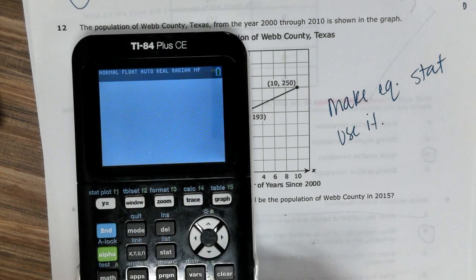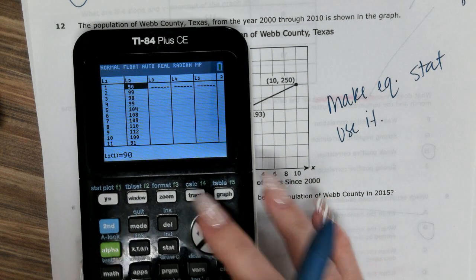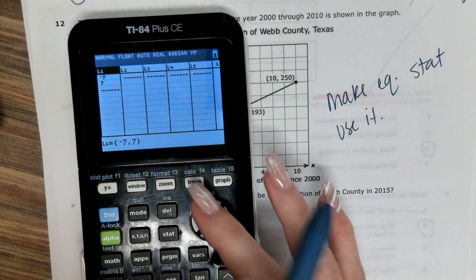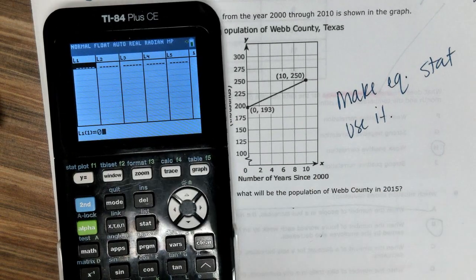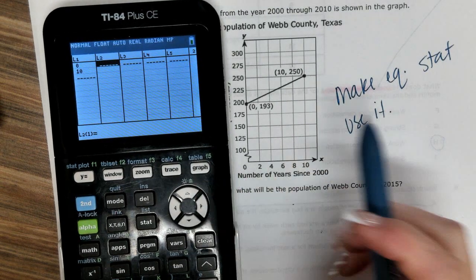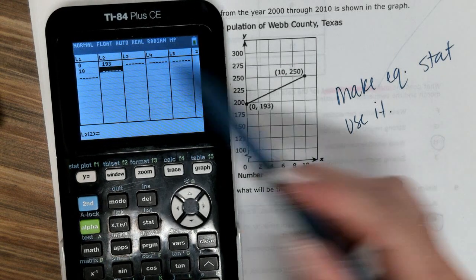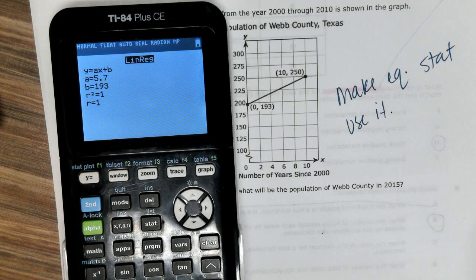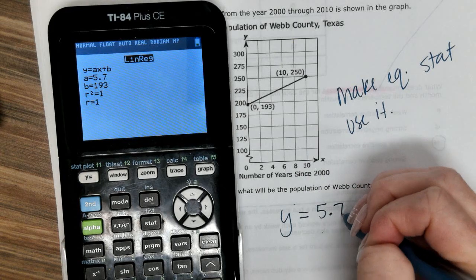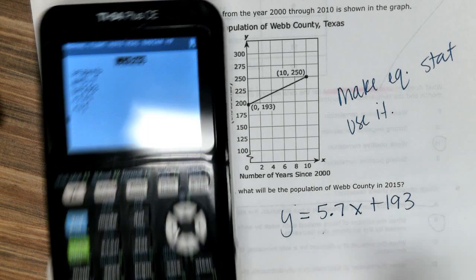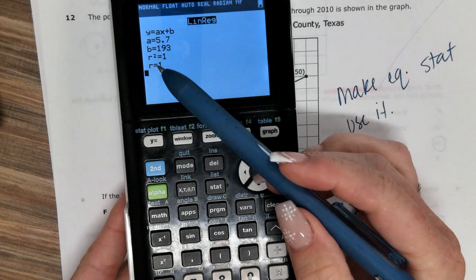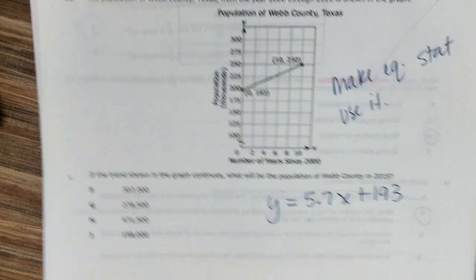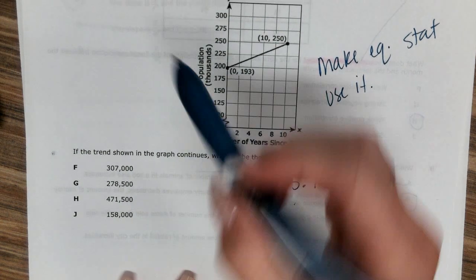So I'm going to go to stat, edit. Wait, that's the list I used. I don't want to have to redo that. Stat, edit. Okay, I'm going to put in 0 and 10 for my x's. My y's are 193 matches with 0 and 250 with 10. Stat calc, option 4. My equation is y equals 5.7x plus 193. Look at the r. What is it? A perfect 1. Why? Because it is a perfect straight line. Okay? All right.